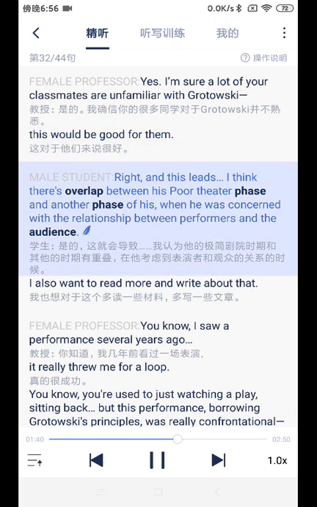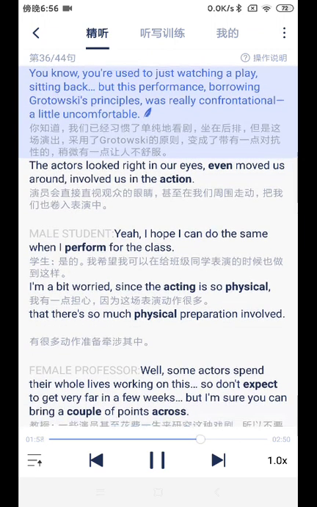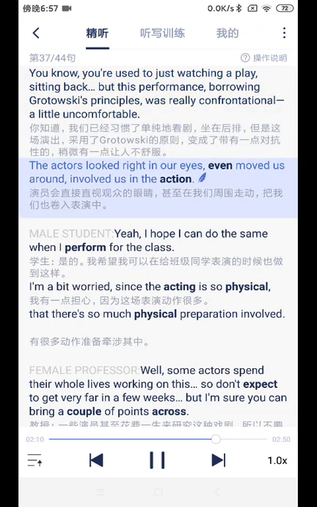Right. And this leads, I think there's overlap between his poor theater phase and another phase of his, when he was concerned with the relationship between performers and the audience. I also want to read more and write about that. You know, I saw a performance several years ago. It really threw me for a loop. You know, you're used to just watching a play, sitting back, but this performance, borrowing Grotowski's principles, was really confrontational, a little uncomfortable. The actors looked right in our eyes, even moved us around, involved us in the action. Yeah, I hope I can do the same when I perform for the class. I'm a bit worried, since the acting is so physical, that there's so much physical preparation involved.